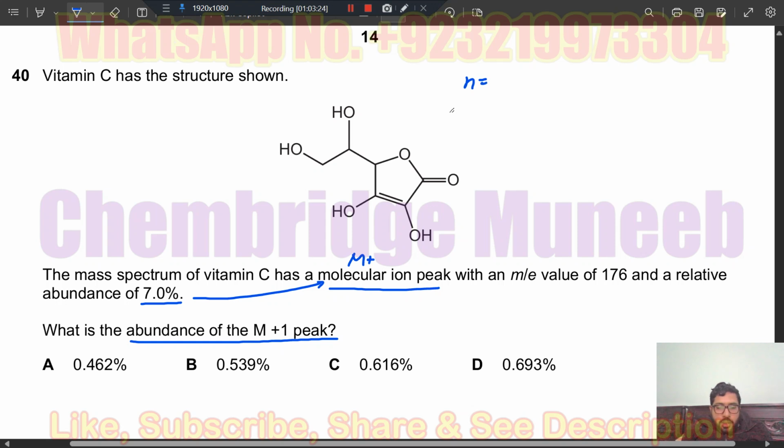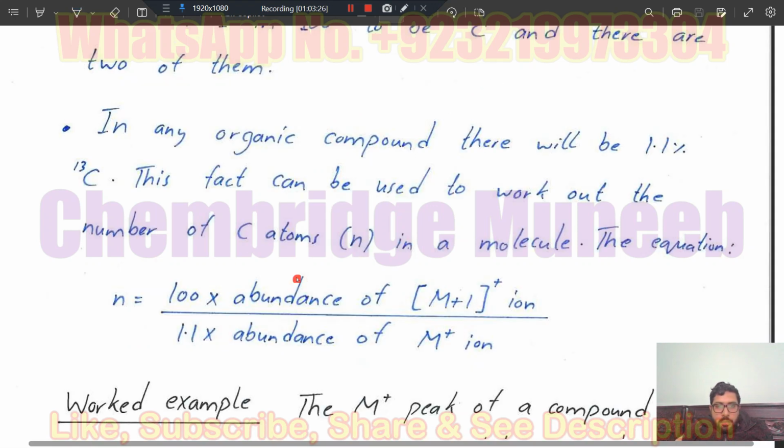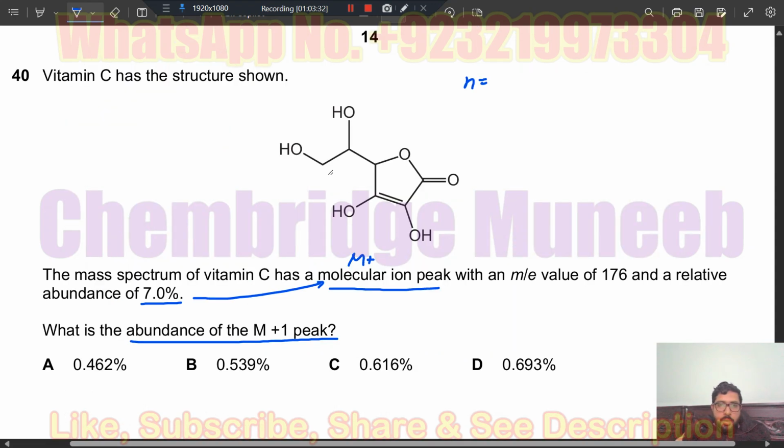n is basically representing the number of carbon atoms in the molecule. So for this purpose, we are given the compound, so we can check how many carbon atoms are there. This is the first carbon atom, this is second, I write 1, 2, 3, 4, 5 and 6. So there are 6 carbon atoms. So we got the value of n as well.